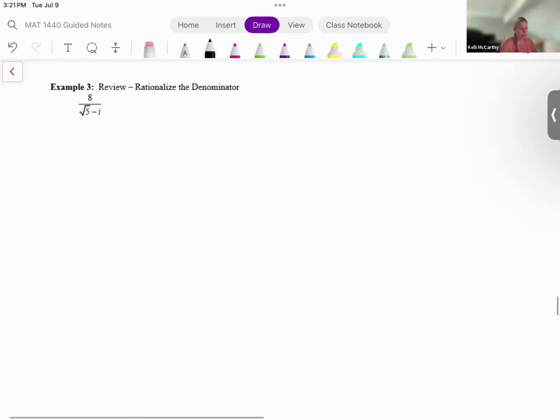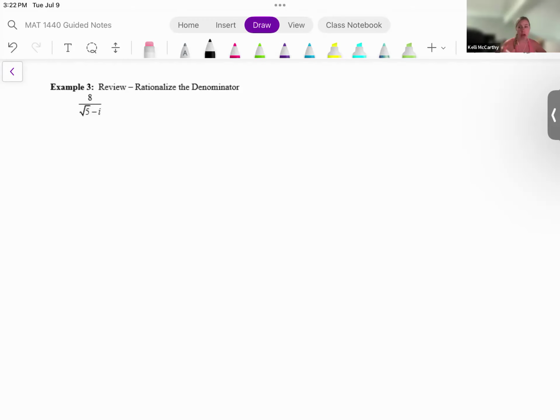And our last example just has us rationalizing the denominator. A quick review: when we're rationalizing the denominator, our goal is to make it so that the denominator is a rational number. Square root of 5 is not a rational number. Neither is i. i is imaginary, so it doesn't even fall under the real number system. So we want to rewrite this expression, 8 divided by the square root of 5 minus i, in such a way where the denominator is this nice rational number.